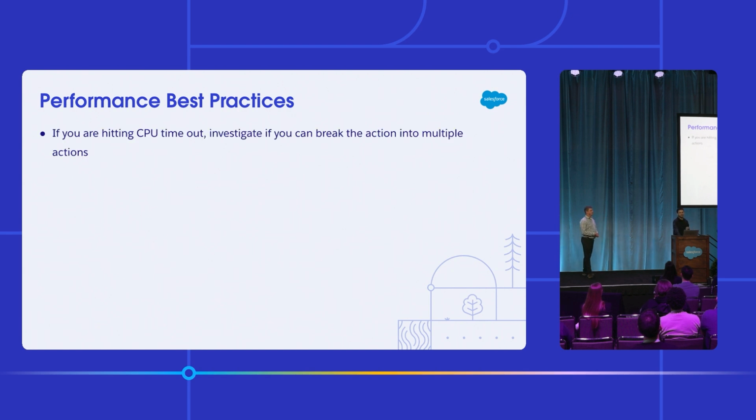Yeah, and then there are some performance practices. For example, if you're hitting CPU timeout, investigate if you can break into multiple actions, because every action gets 10 seconds of synchronous CPU time. And offload intensive tasks to Heroku. Sometimes you want to do things like image processing, etc. Those are things Apex can't handle, so you have to offload.